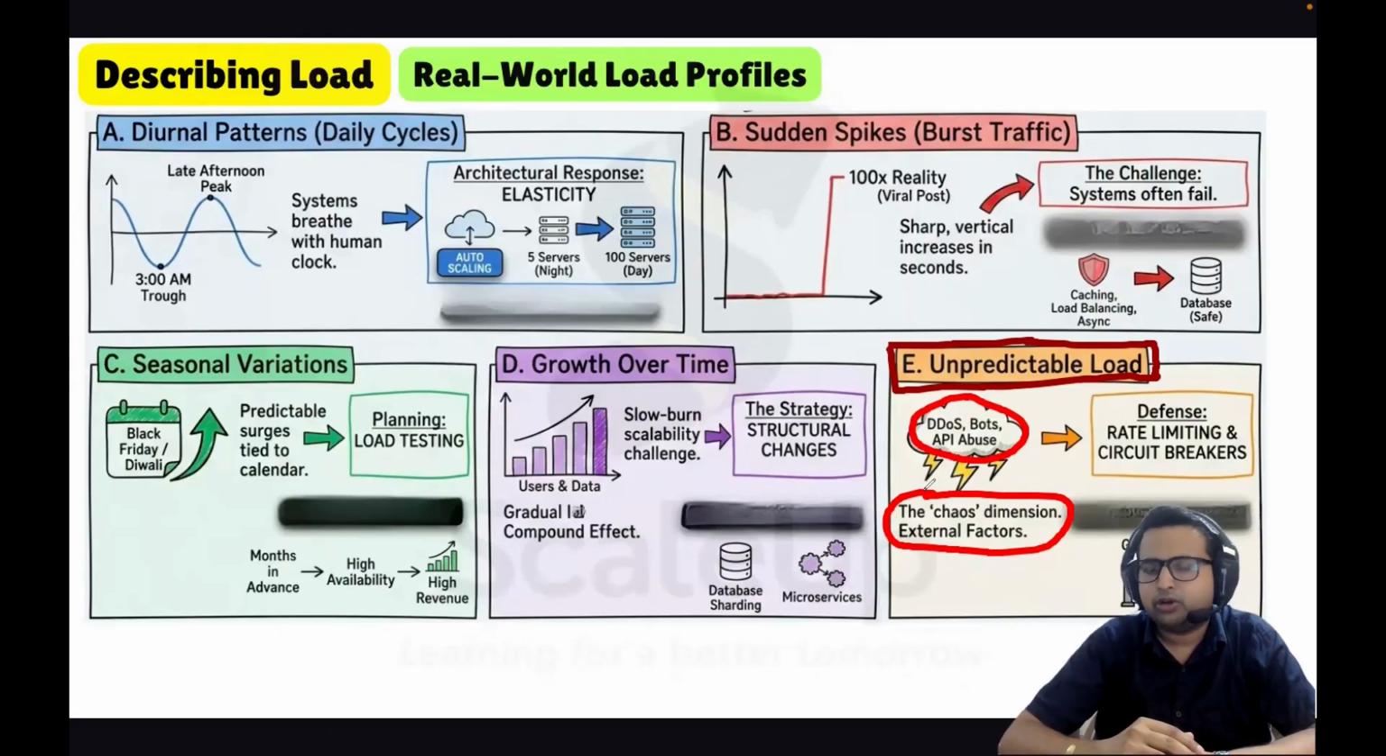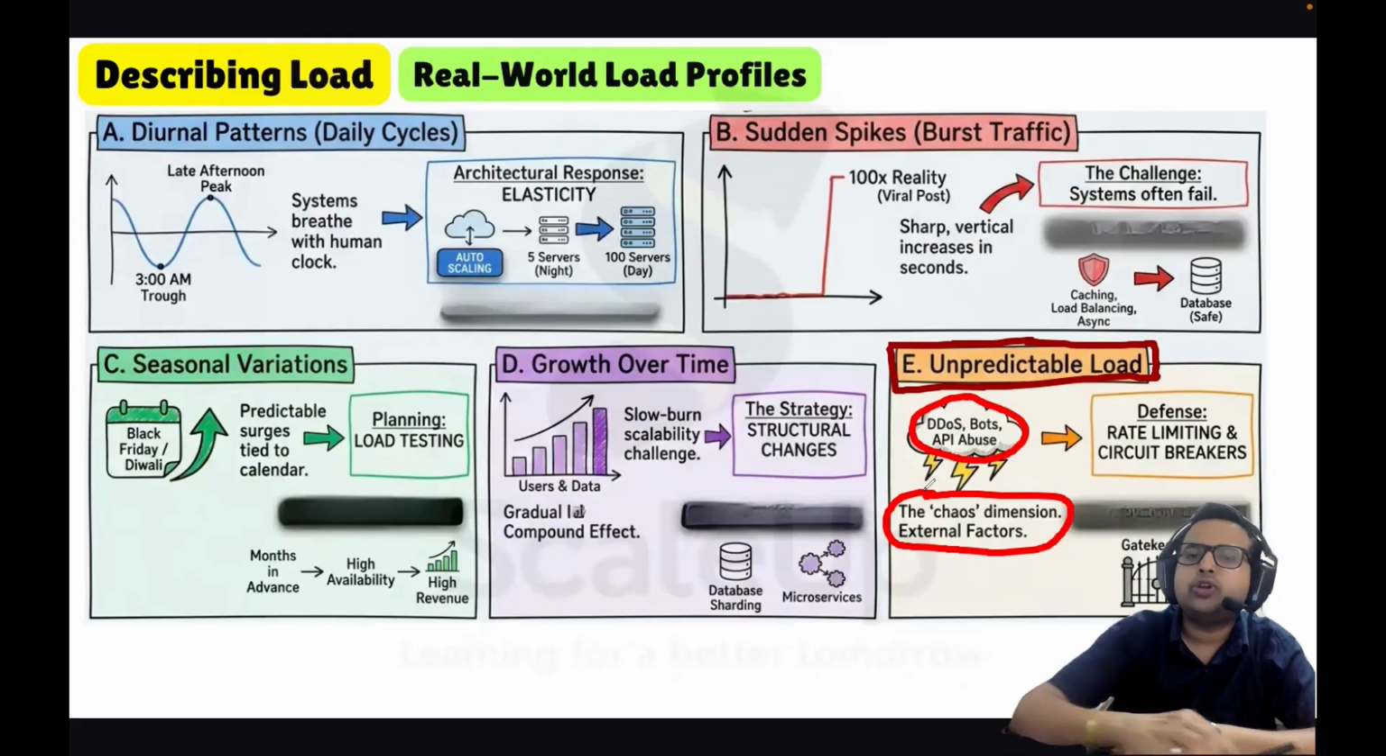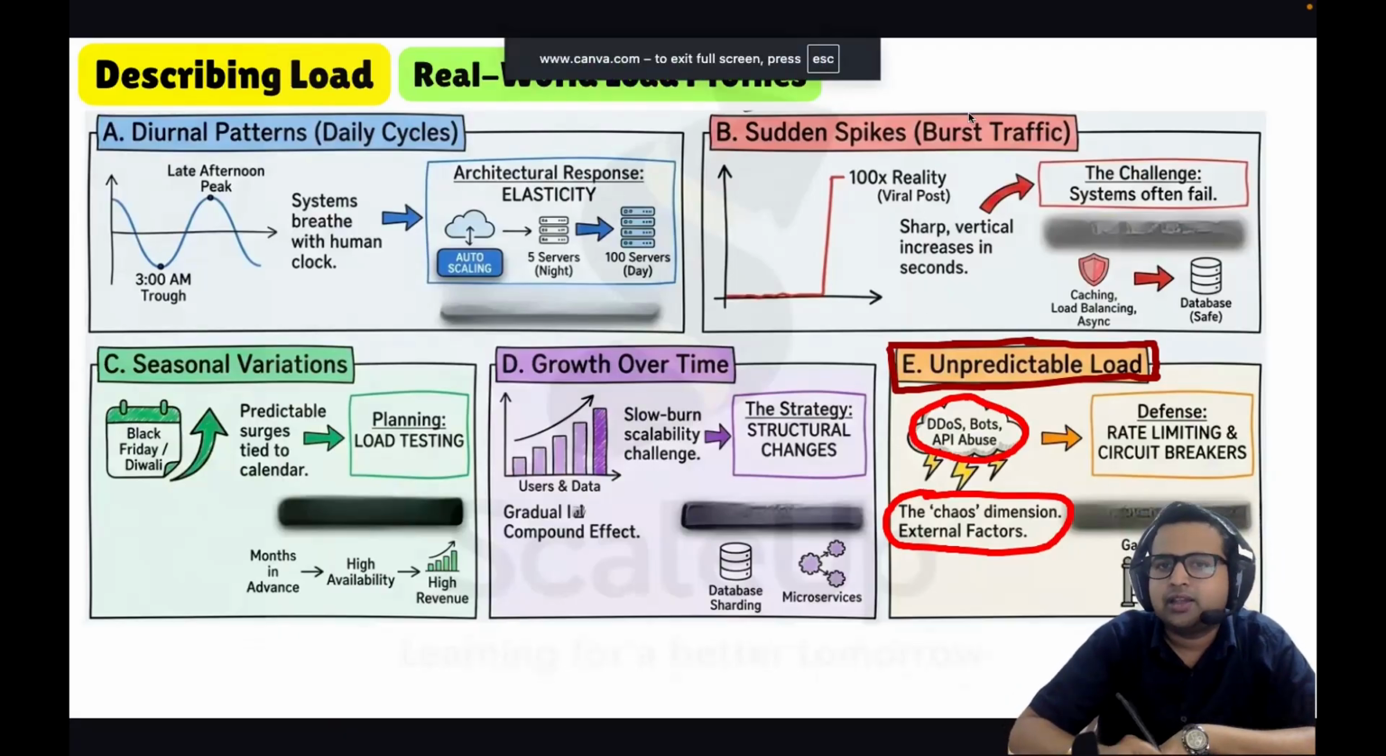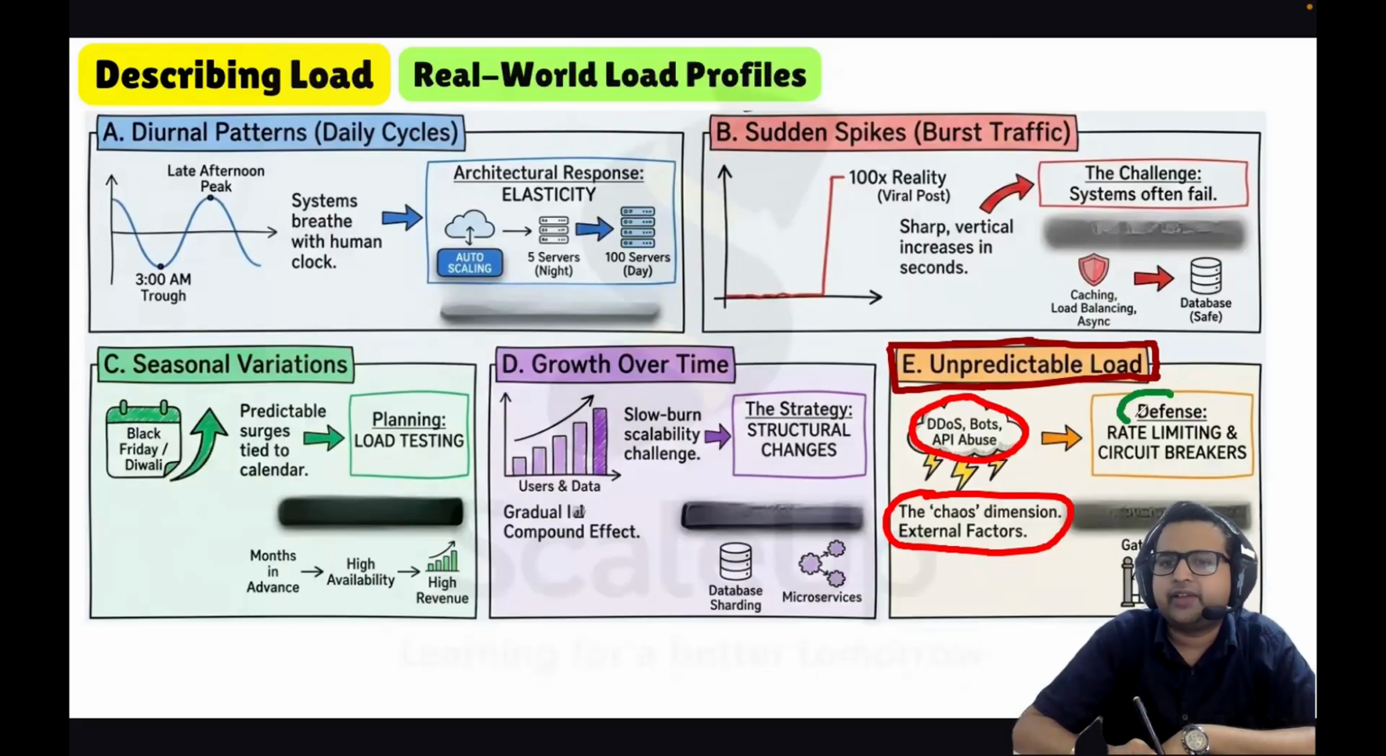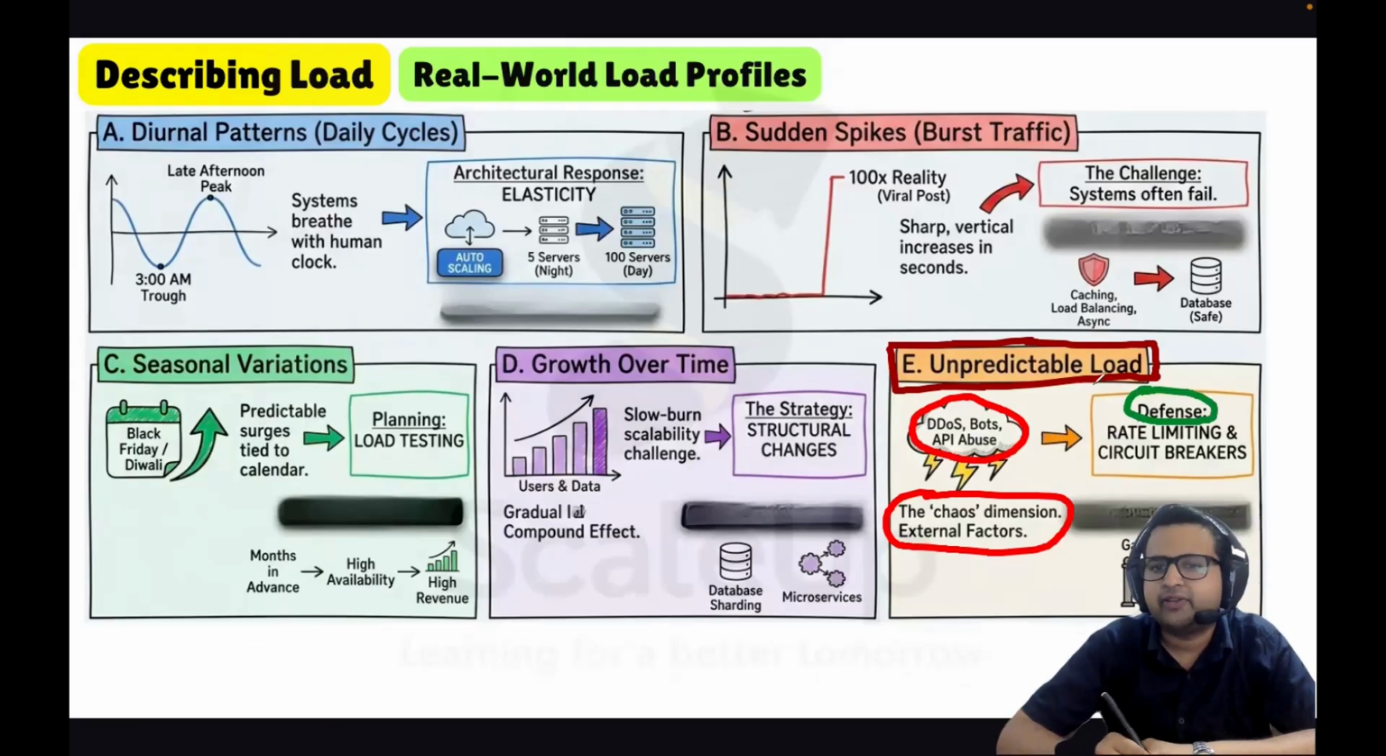Now the very big question in front of us: how to deal with it, how to handle the unpredictable load. So let us discuss the defense, how our system can defend itself from unpredictable load.